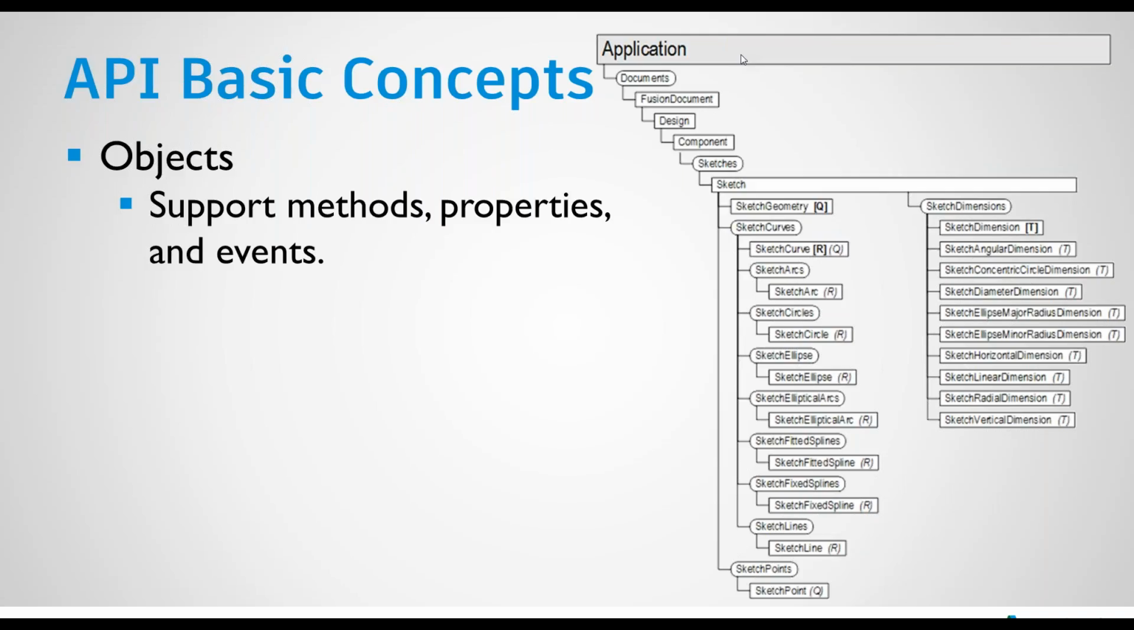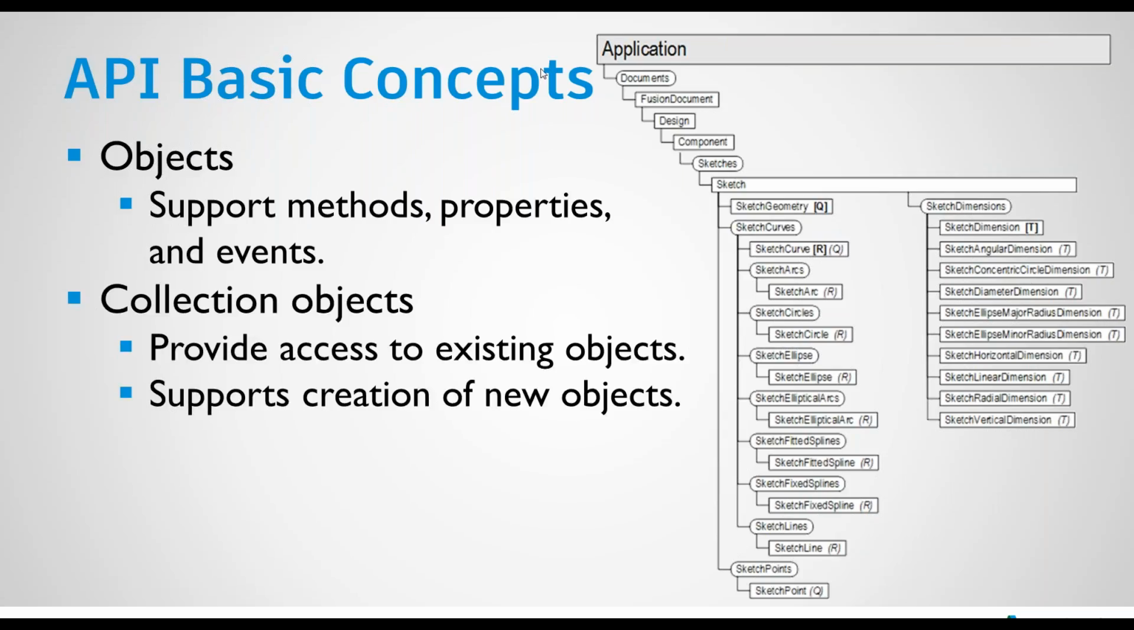And so all of these objects support methods and properties, and a few of them support events. And so from the application, I can get to these objects, and then I can call their methods and properties and events to either query information, to change them, to create new things.